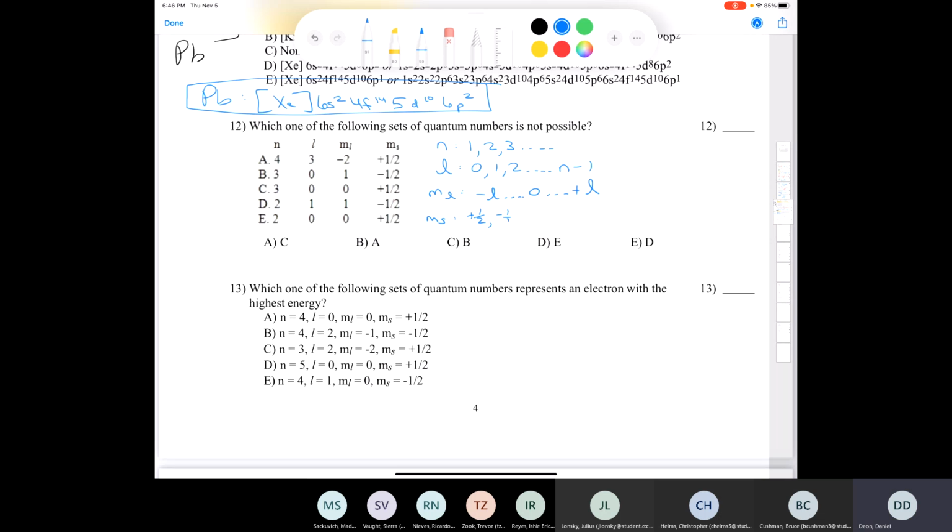I agree with you, Trevor. The answer is B. There's a big problem here, isn't there? When l is equal to 0, ml could only be 0, right? It can't be plus 1. So we'll put here ml cannot be 1. Okay? All right.